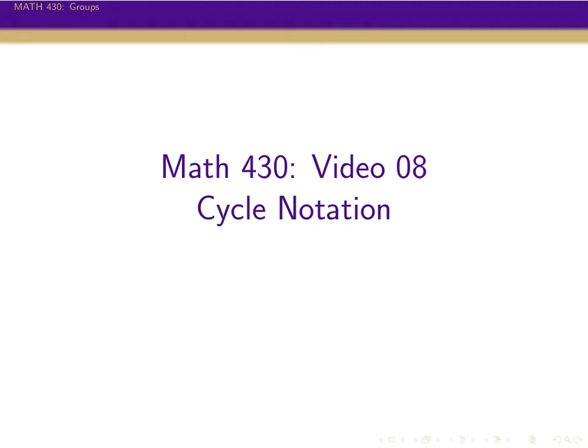In the last video, we started talking about permutations. If you recall, a permutation on a set is a one-to-one and onto function from the set to itself. The set of all permutations forms a group. If our set is the numbers 1 through n, then that group is called Sn, which is the symmetric group.